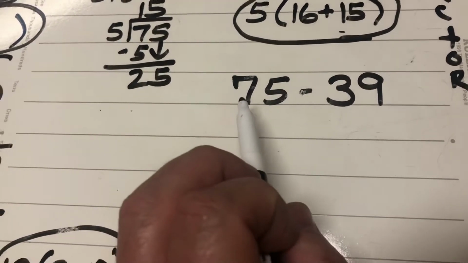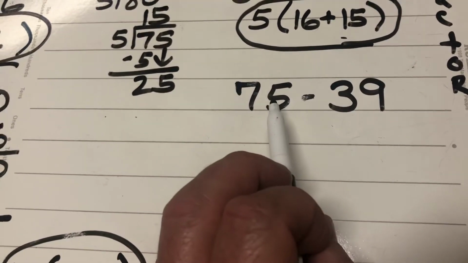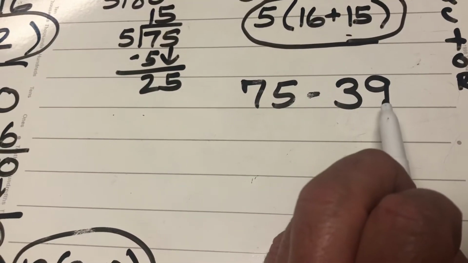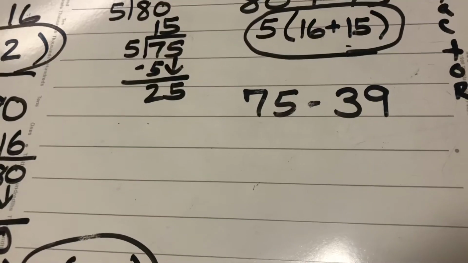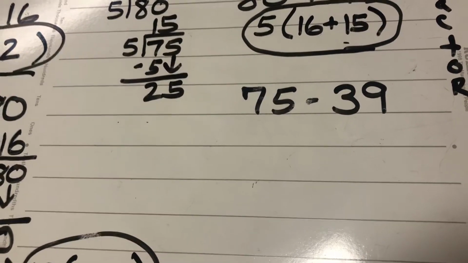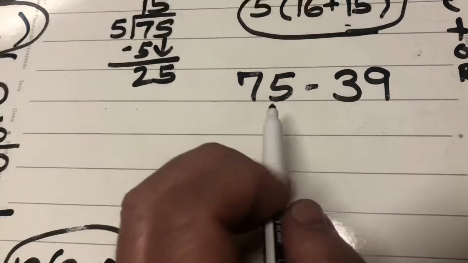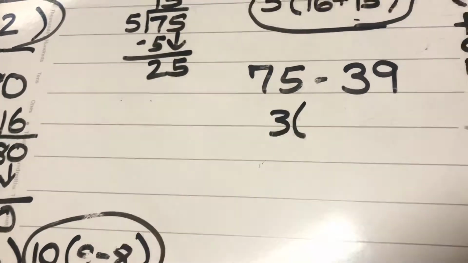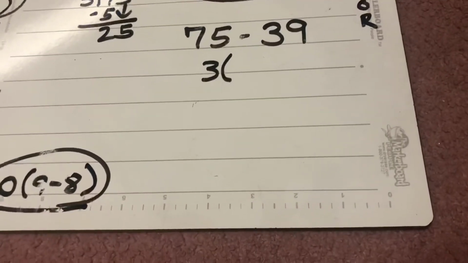But when I add the 7 and the 5, that makes 12. 12 is divisible by 3. When I add the 3 and the 9, I get 12. That's divisible by 3. So I know that both 75 and 39 are divisible by 3. I just need to figure out what numbers are going to go there.